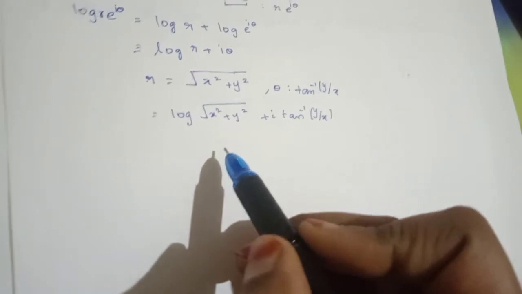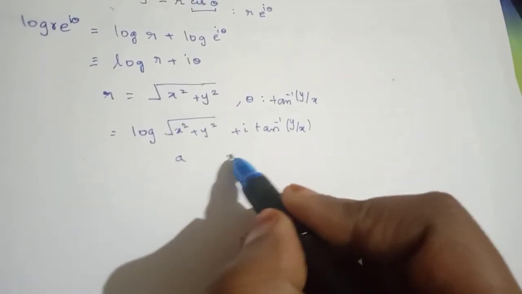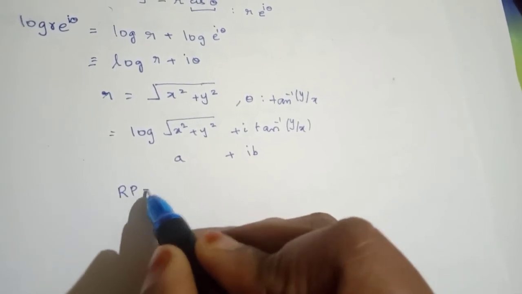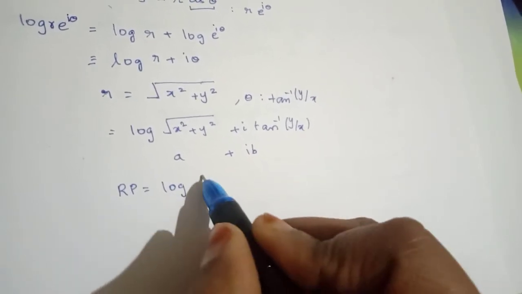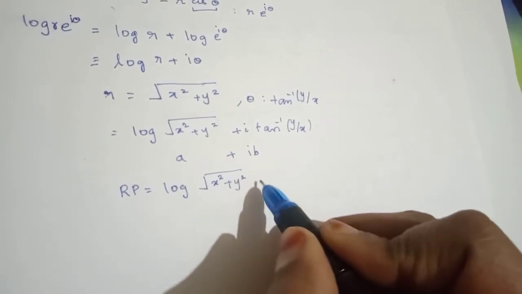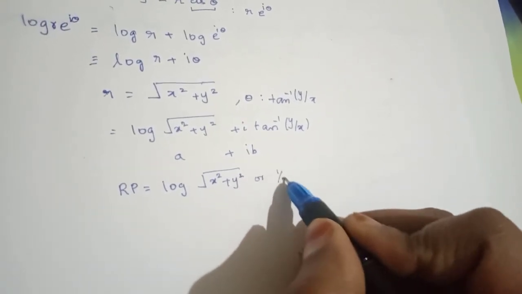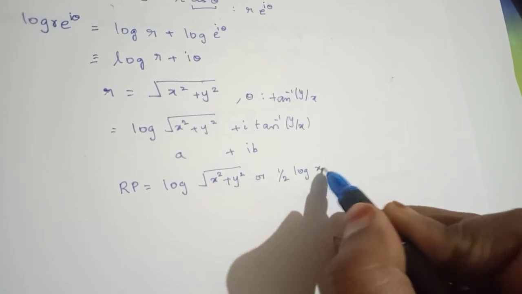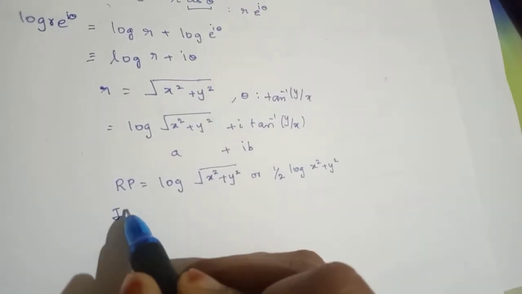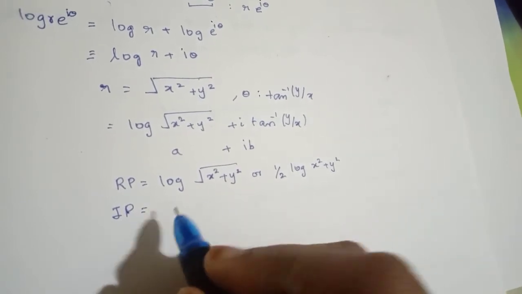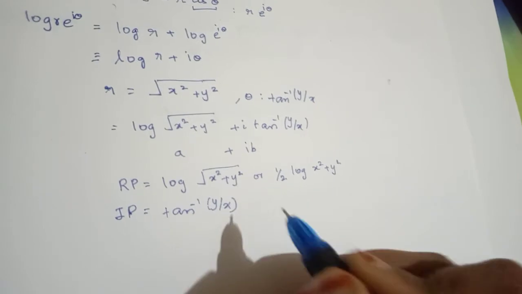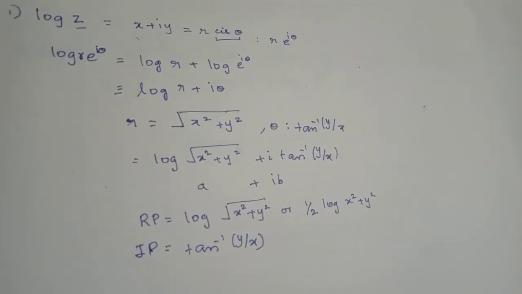So by this, it is in the form a plus ib. So the real part is nothing but log root of x square plus y square, or 1 by 2 log of x square plus y square, and the imaginary part is tan inverse y by x. So this is the first problem.